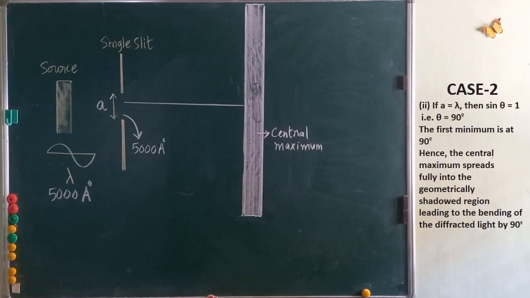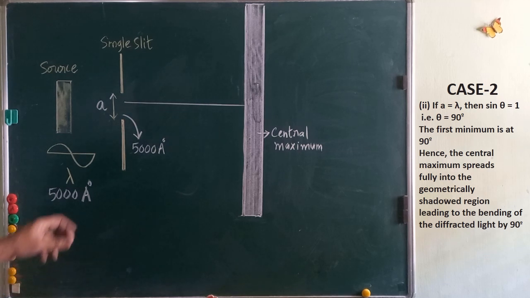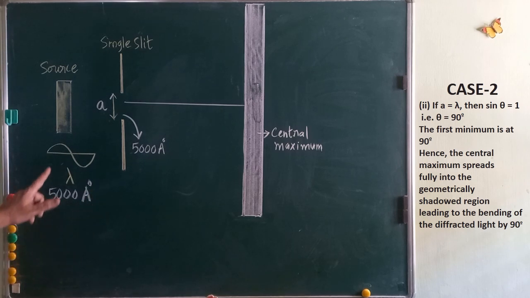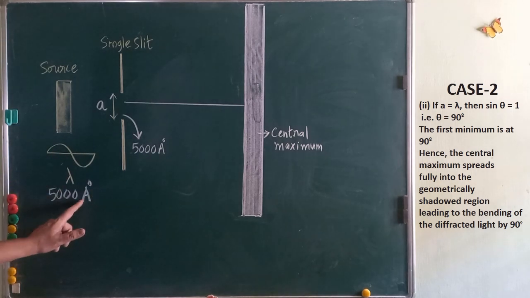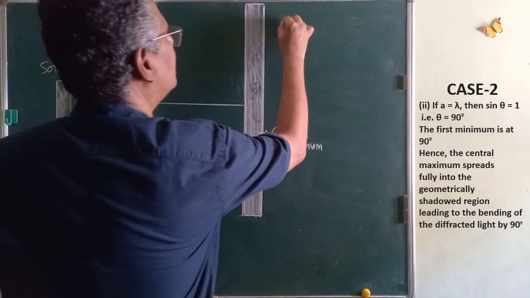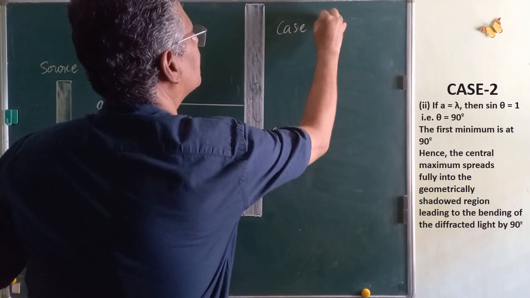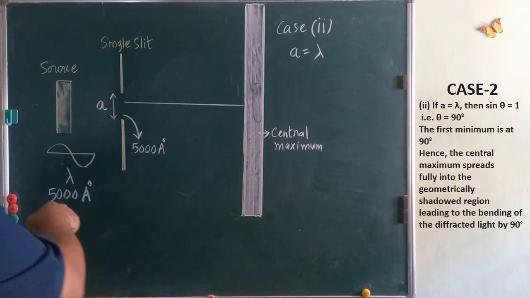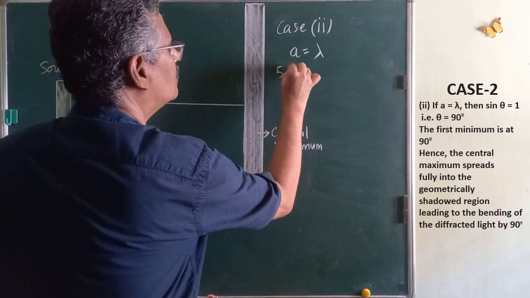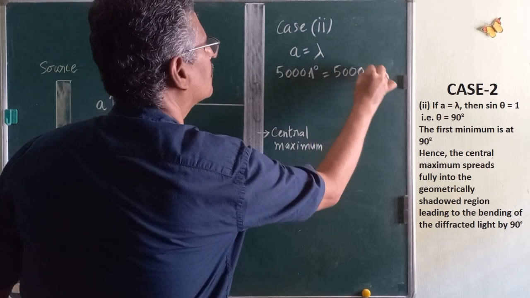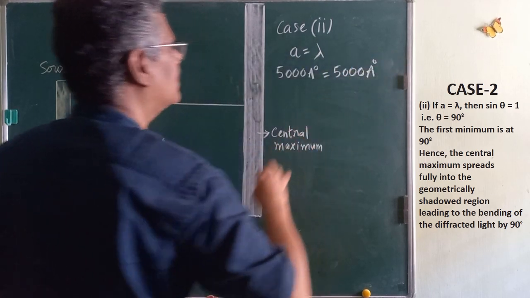Now we are going to discuss the second case, a very interesting case. In which the width of the slit a is equal to 5000 Armstrong unit, and the wavelength of the light used here is also equal to 5000 Armstrong unit. Therefore, a is equal to lambda. In case 2, I will write, you also follow me. In case 2, a is equal to lambda. Just I will write both values here. a is 5000 Armstrong and the wavelength is also equal to 5000 Armstrong unit.